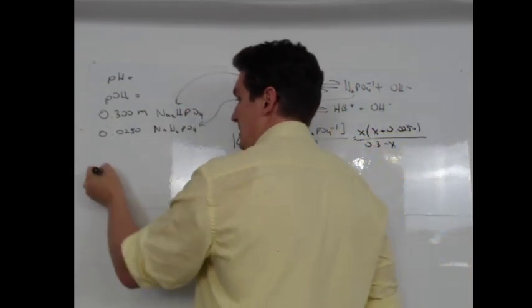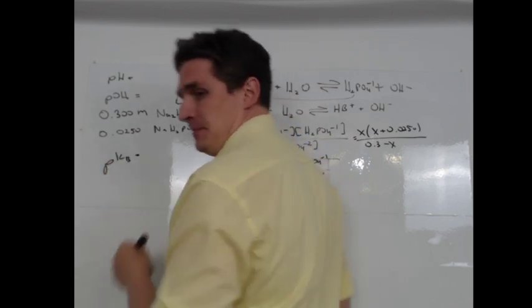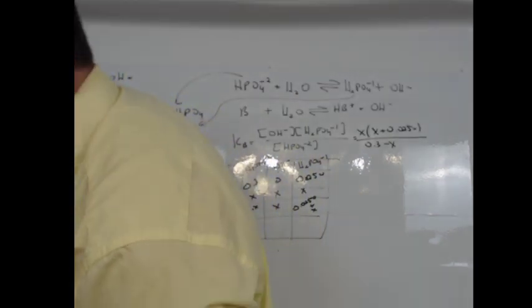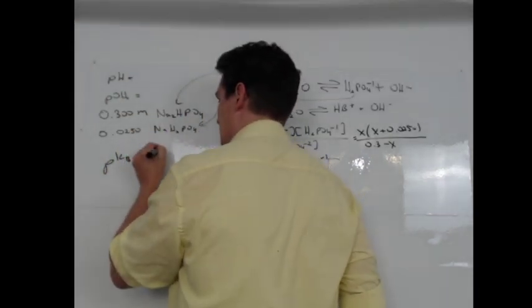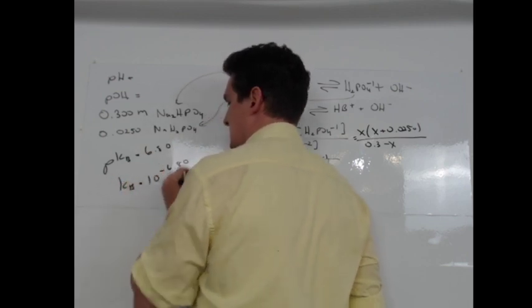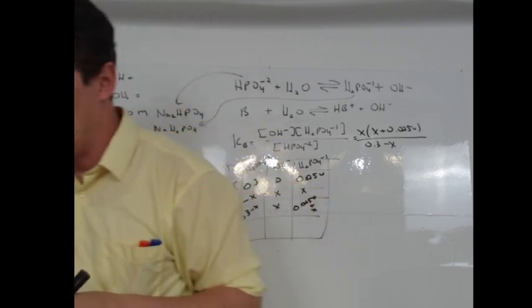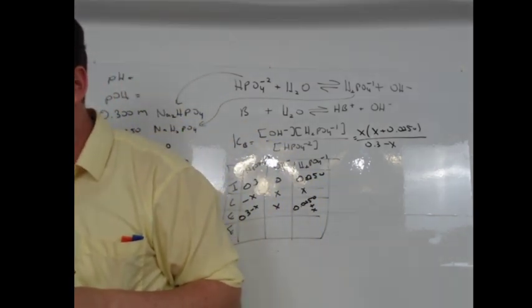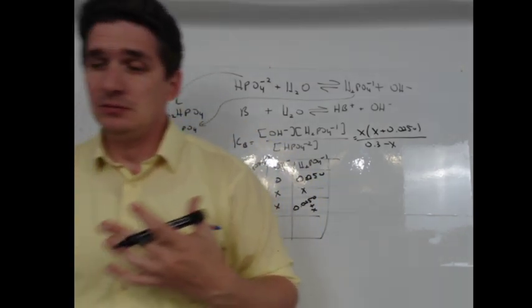So if your pKb here is 6.80, your Kb is just 10 to the minus 6.80.